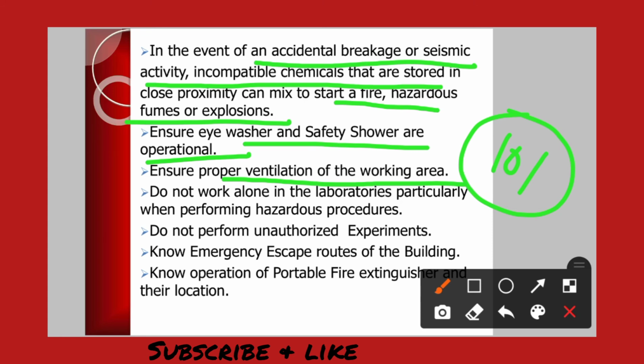Do not work alone in the laboratories. It's always good to have a backup with you. Do not perform unauthorized experiments. Always perform experiments under the guidance of your teachers. And emergency escape routes must be known. It is a very important criterion. Emergency escape routes are very important.